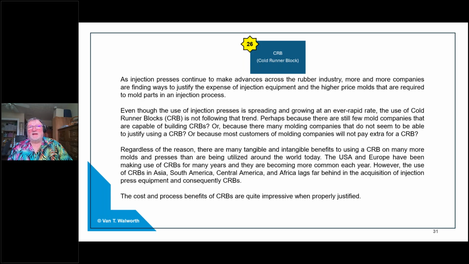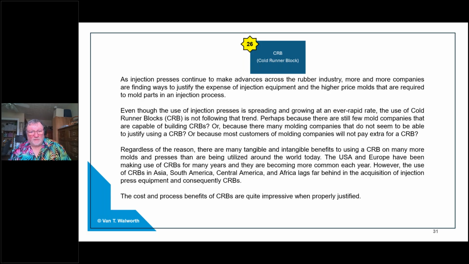And most of that is because, well, we can't afford a cold runner block. They're too expensive. They might be. They're not for every product for sure. But compared to the price of an injection press, a cold runner block is actually not that expensive. So if somehow a company has managed to justify the acquisition of an injection press, it is more likely that you can justify the acquisition and design and procurement of cold runner blocks.